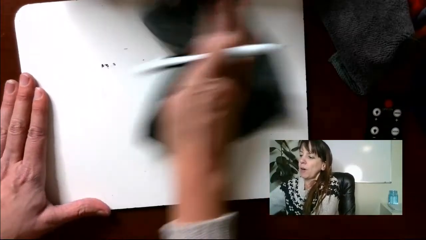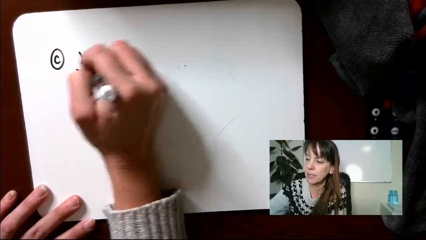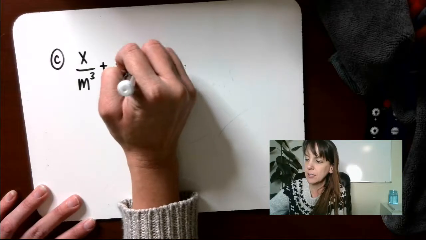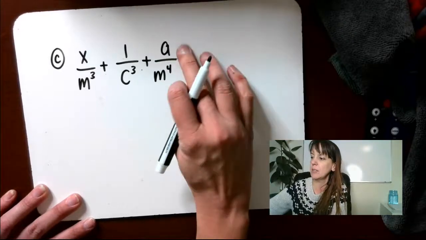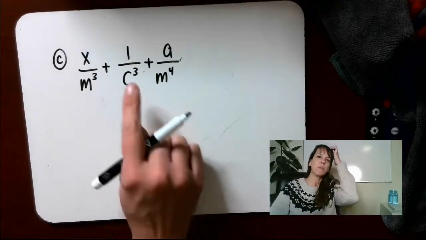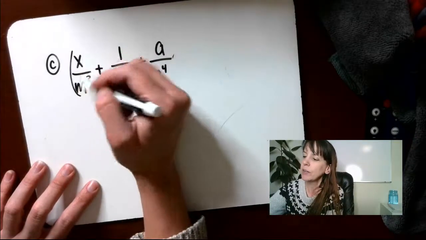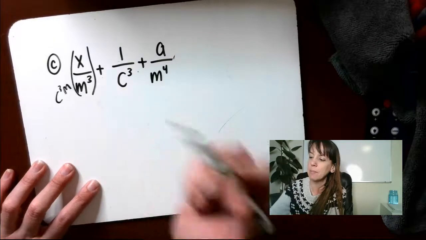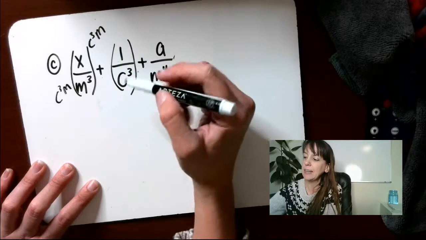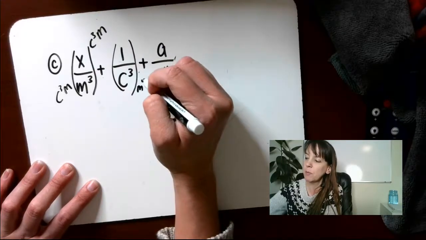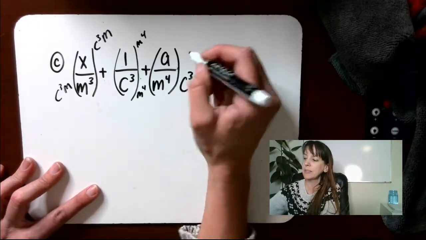All right, so for C, x over M to the 3rd plus 1C to the 3rd plus A over M to the 4th. All right, so what we're missing here, so we need to have 4 M's, because that's the most that we have, and then 3 C's. So over here, we have C3M, because that's missing an M, right? So C3M. Here, I need 4 M's, so M to the 4th, M to the 4th. Over here, I need C3.